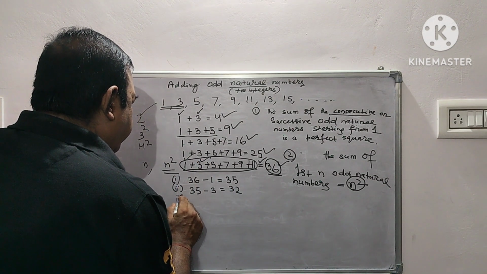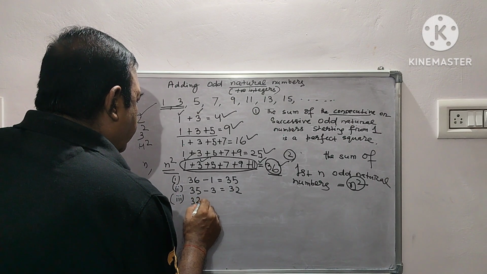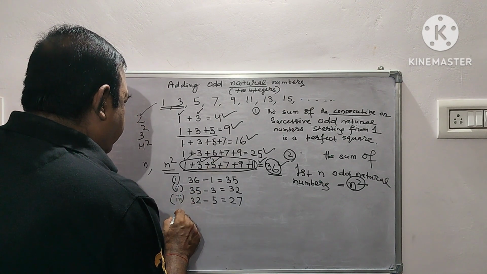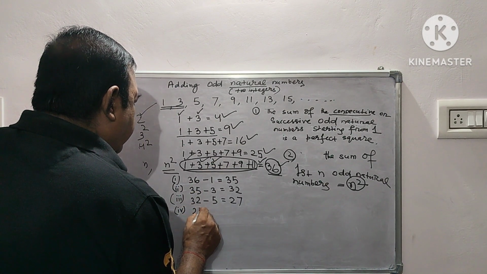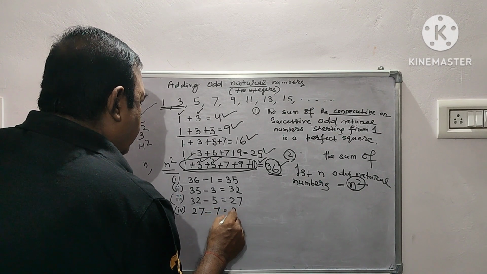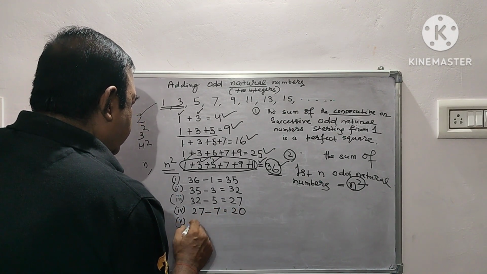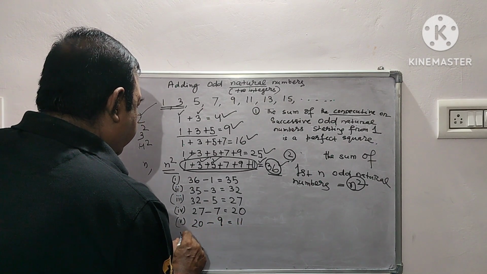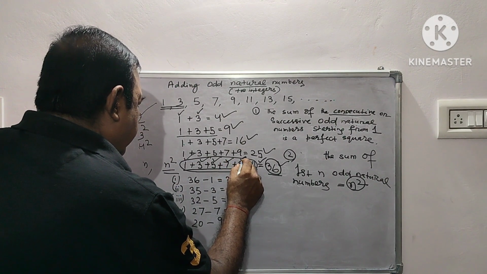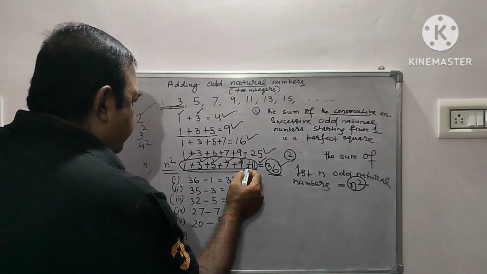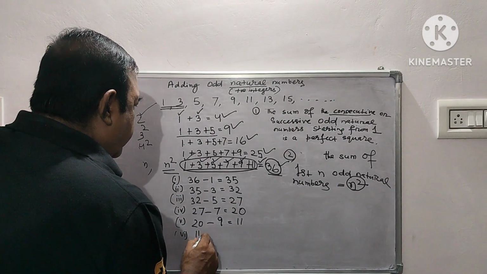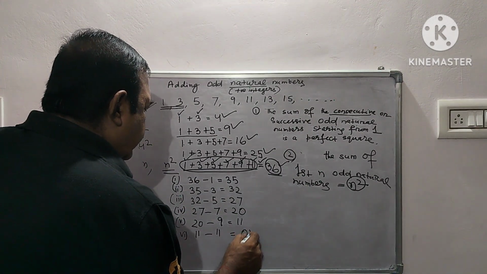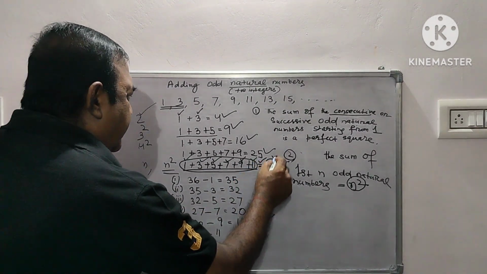Third step, 32 minus 5 is equal to 27. 27 minus 7 is equal to 20. 20 minus 9 is equal to 11. So 9 is gone, already we have taken it out. Then 11, we have to take away this 11. You see, the ultimate difference is 0. So 36 is a perfect square.